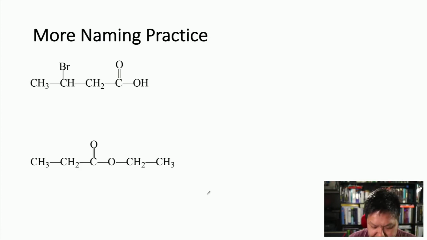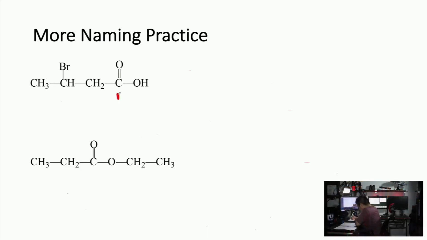Let's see here. Okay, so this is pretty simple, right? We have a butanoic acid, right? Because there are 4 carbons: 1, 2, 3, 4. So that's a butanoic acid. And then on the 3rd carbon, there's a bromine. So what is its name?